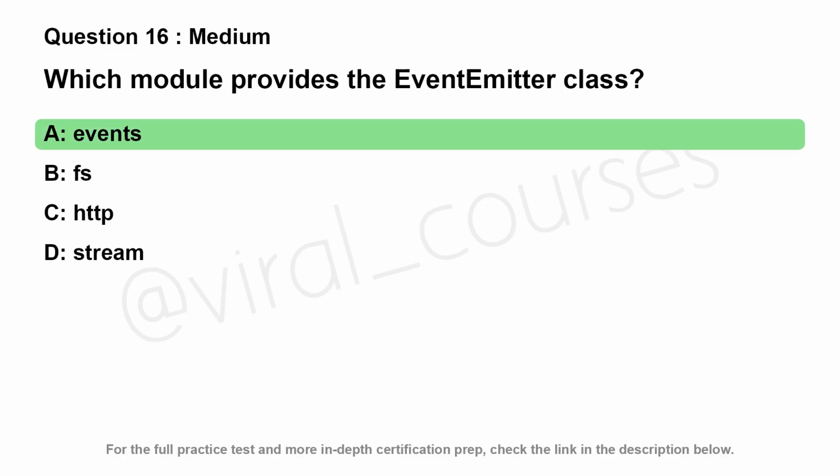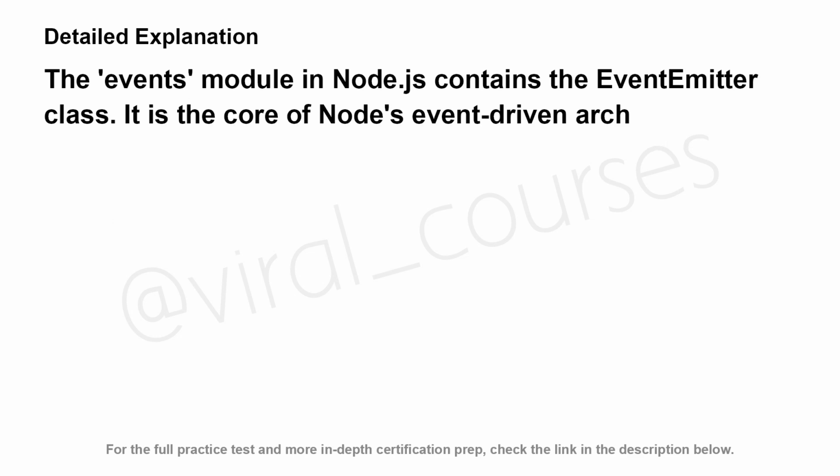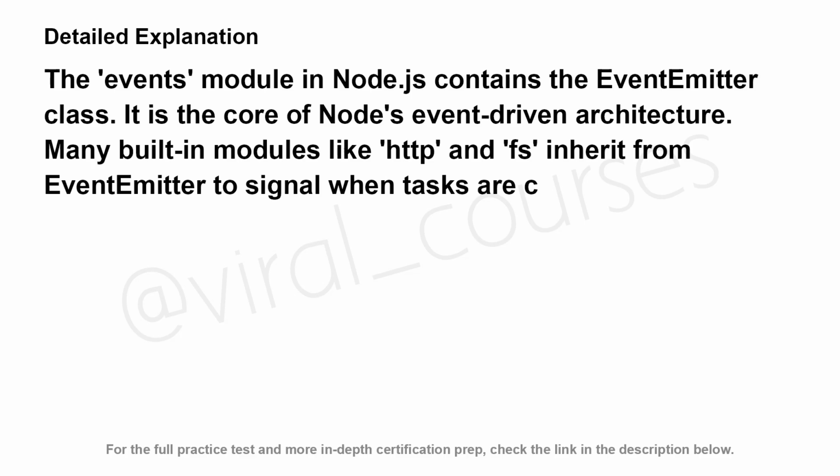The correct answer is A. The events module in Node.js contains the EventEmitter class. It is the core of Node's event-driven architecture. Many built-in modules like http and fs inherit from EventEmitter to signal when tasks are complete or status changes.